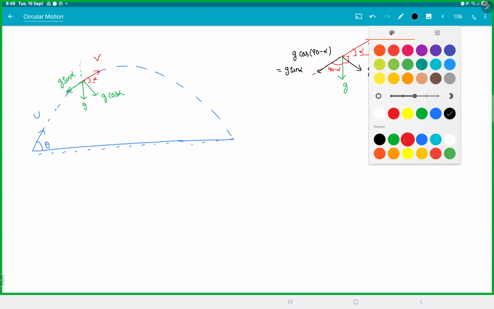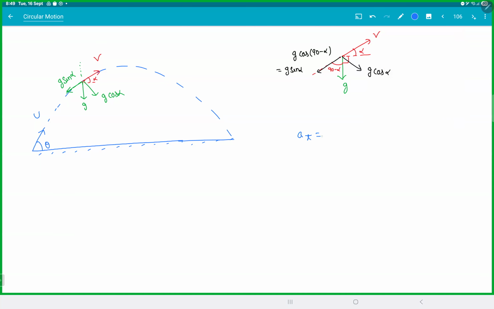There, it is easy then. Your a tangential is g sin alpha. A centripetal is g cos alpha. And we know a centripetal is nothing but v square by radius of curvature, which is g cos alpha. So radius of curvature will be v square by g cos alpha. But what is v then? We know in a projectile motion, the horizontal velocity is the same. The u cos theta will be v cos alpha. This is how you find the value of v.